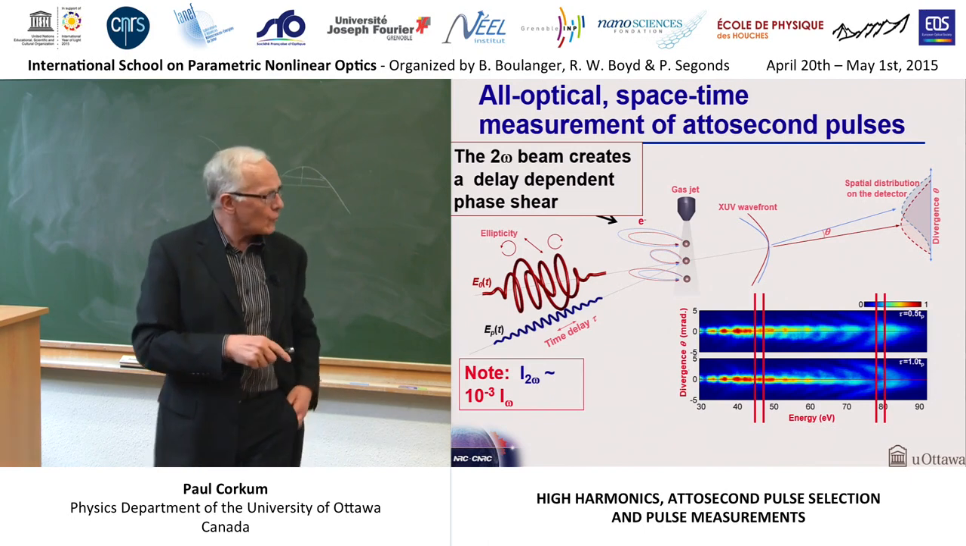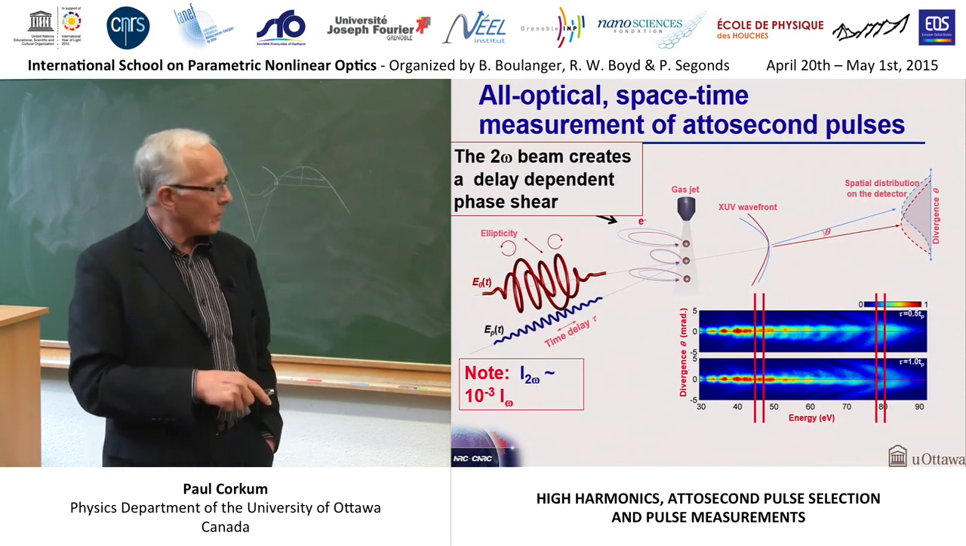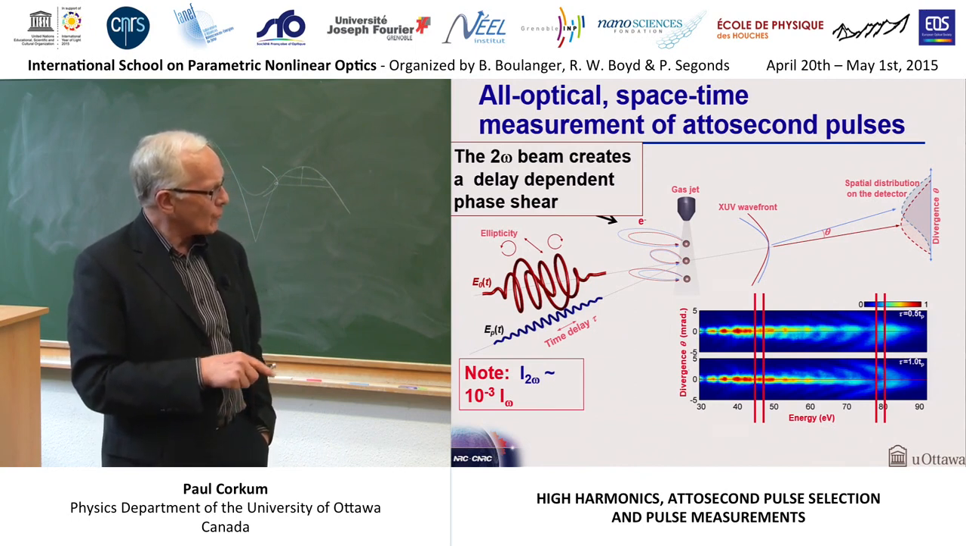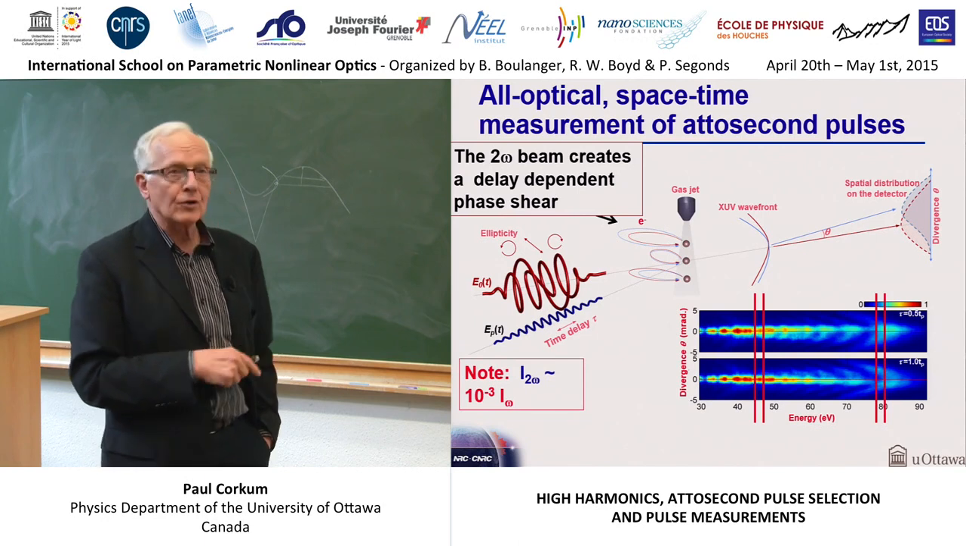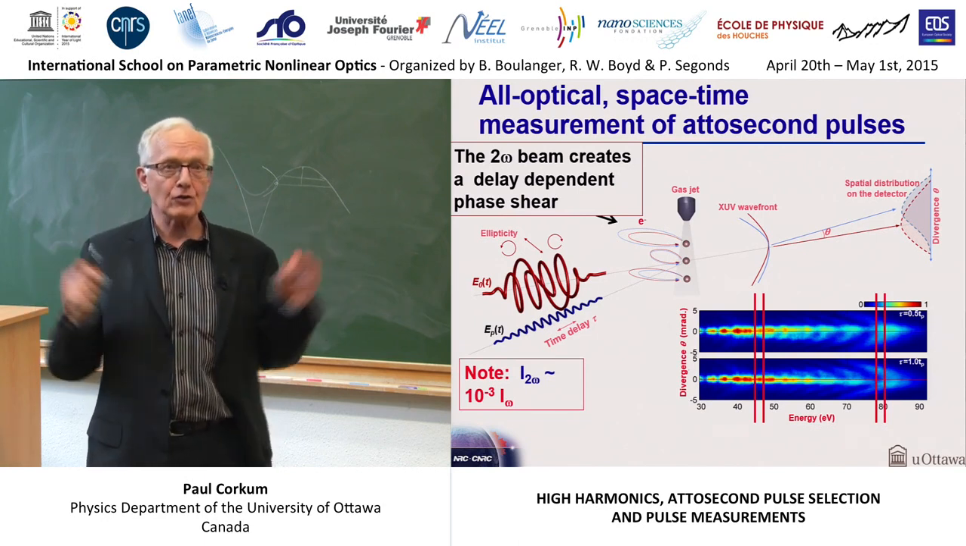So here are two images. What's not shown here is a spectrograph in between. So I've got spectrum in here and spatial position here. So spatial position or divergence is sketched up there, and the spectrograph you'll have to imagine in between.